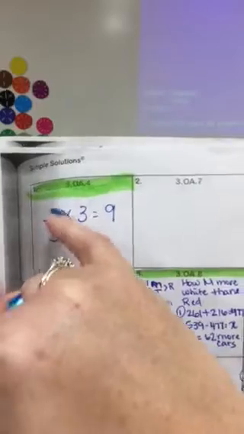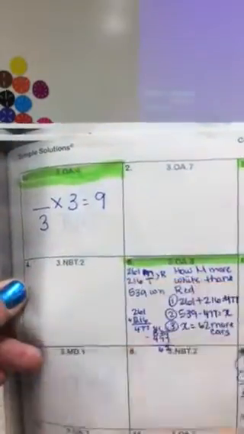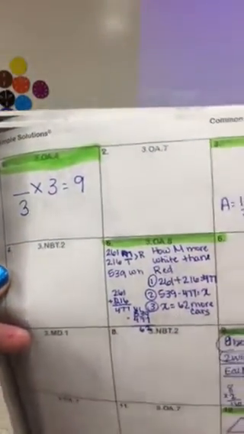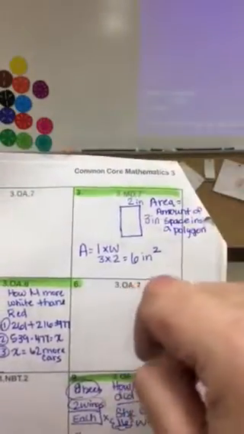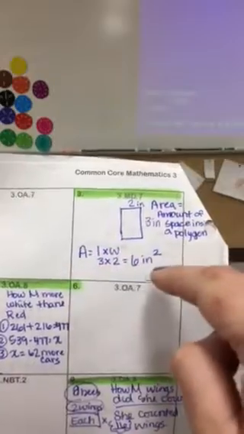On the next page here, this is something that I have as fast fact, a missing number times 3 equals 9, and you can switch that out with any type of multiplication problem. This one here is a problem that is involved with area.